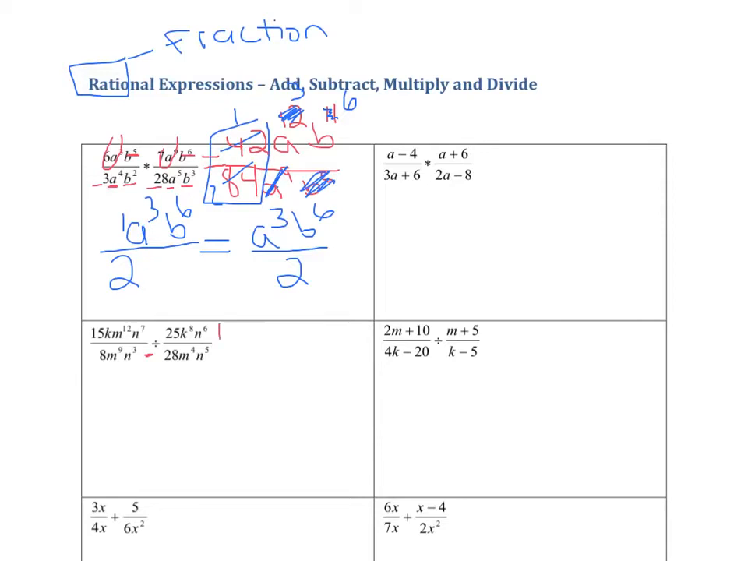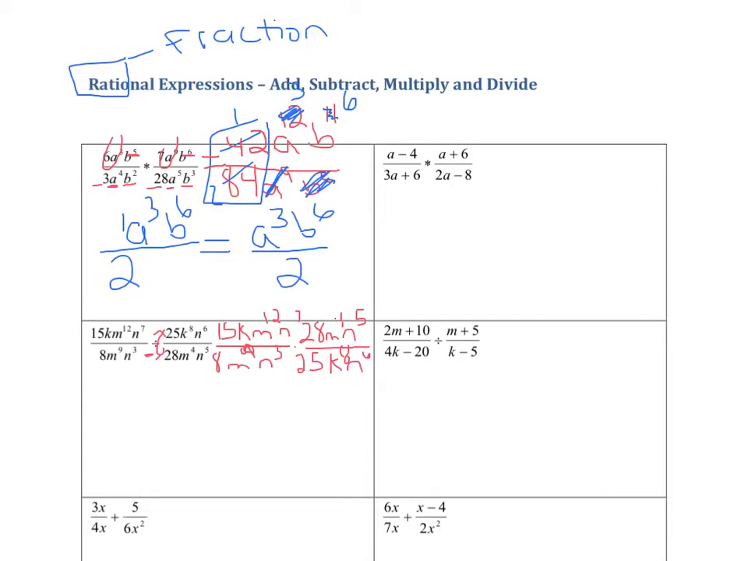So my first fraction is 15k m to the 12th n to the 7th over 8 m to the 9th n to the 3rd. And then I change division to multiplication, which is times, and then I flip the second. So this actually flips over. So I write 28 m to the 4th n to the 5th on top, and on the bottom I have 25 k to the 8th n to the 6th.